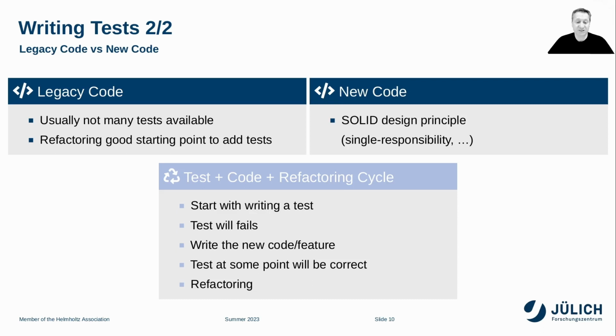The test will obviously fail because you didn't write any code yet, so the test can be correct. Afterwards, you start with the new code or the new feature. And at some point, the test will pass. And then you can start refactoring and make sure you, for example, improve for speed or you extend to a different architecture. But the test itself will be there and can be reused in all these steps.